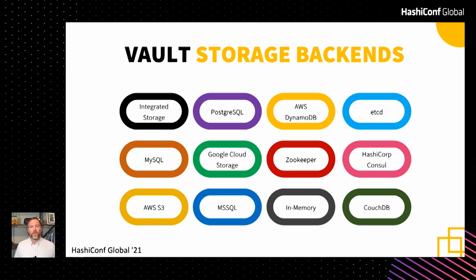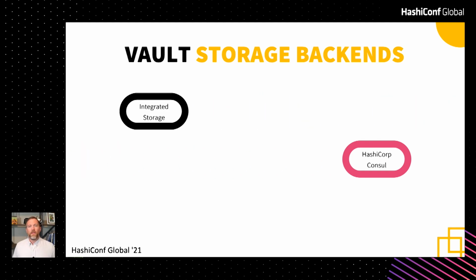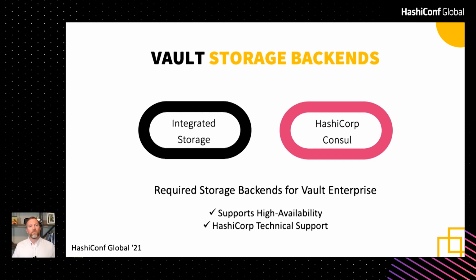So we start narrowing these down in terms of what storage backends we should be using in the enterprise. If we get rid of the storage backends that do not support high availability, you can see we quickly narrow it down to 8 storage backends. Now, if we want HashiCorp technical support, because we're going to be running Vault Enterprise in our environments, we get rid of those as well. And it basically leaves us down to integrated storage and Consul.